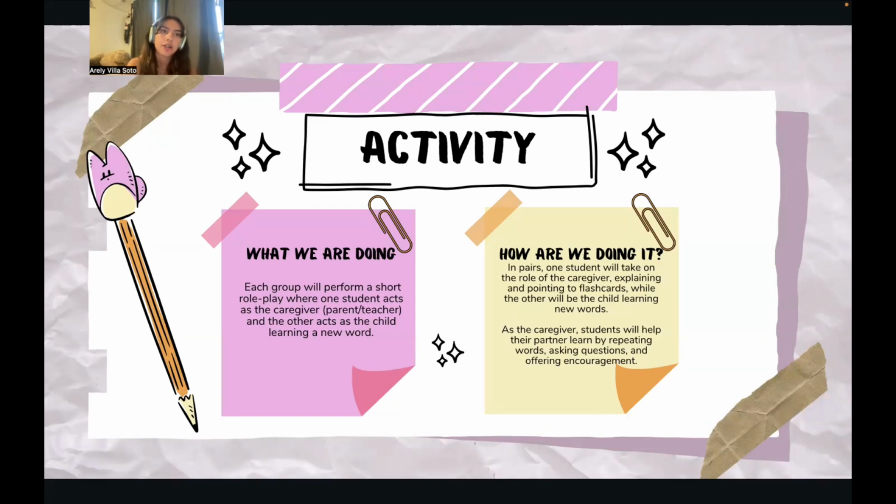Obviously a kid might know what a dog is, but for some students, they don't see the word dog and know the word dog. They need a visual picture. So basically, they're just going to be using the activity to teach each other simple words and everyday objects. One will be the teacher or the parent, and the other will be the child.